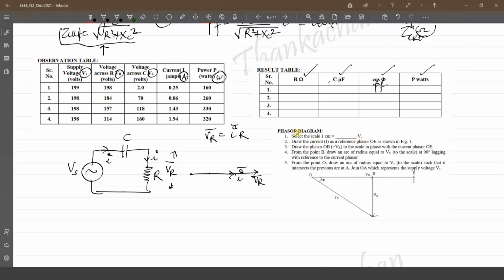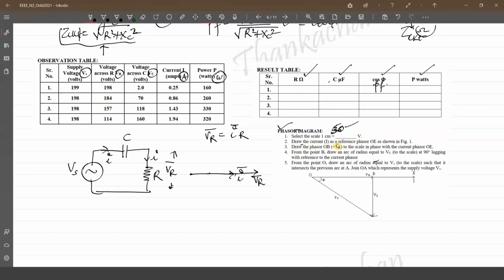Now there are some steps to draw this also. This you have to draw on a graph, so you can set any scale value. 1 centimeter is equal to, let's say, depending upon the readings, 50 volt. If you're taking 20 volt, this is 200 divided by 20, so 10 centimeter will be your scale. If you make this 50 volt, then you will get a small graph. So select your scale depending upon the voltage level.